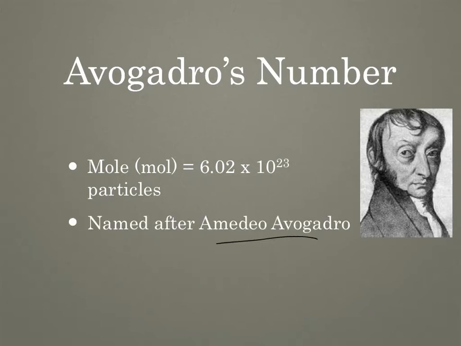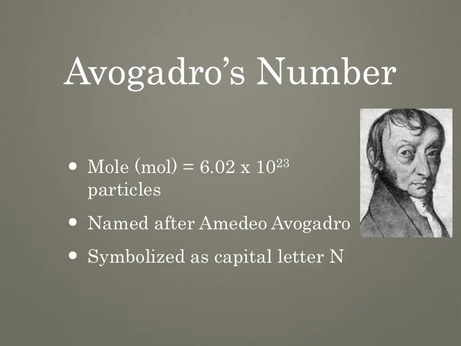Avogadro's number is named after Amedeo Avogadro, kind of a handsome looking guy there. He didn't ever actually calculate the number. He did a lot of calculations with gases and did some different things, but they named this number after him because of his work with that. And sometimes you'll see it as a capital letter N. We won't probably use it all that much that way.